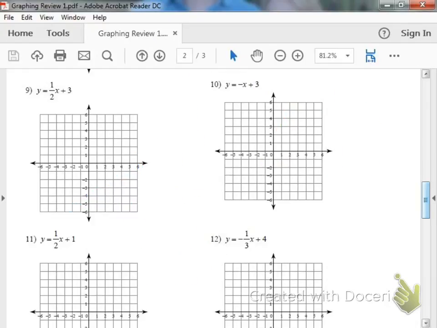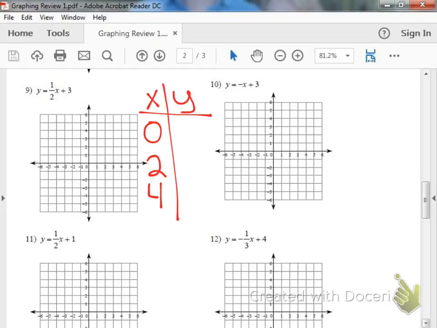Okay, number 9, again, we have a fraction. I don't want to graph fractions. I'm just not feeling it today. So I'm going to pick certain x values so that I don't have to graph those fractions. The trick that I'm going to use is to only plug in even numbers. So I'm plugging in 0, 2, and 4 this time.